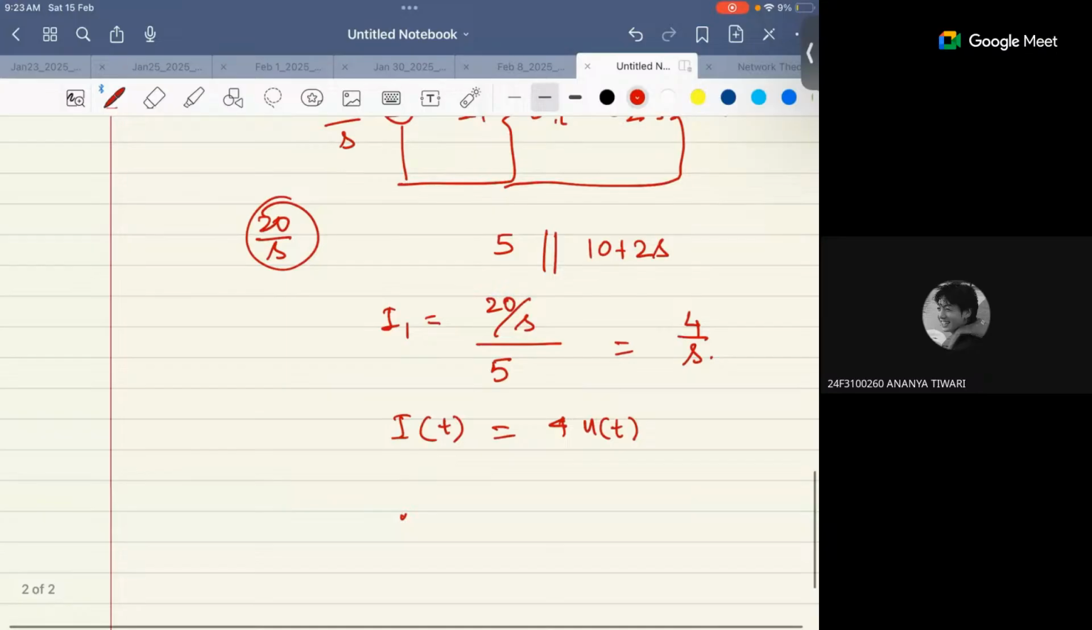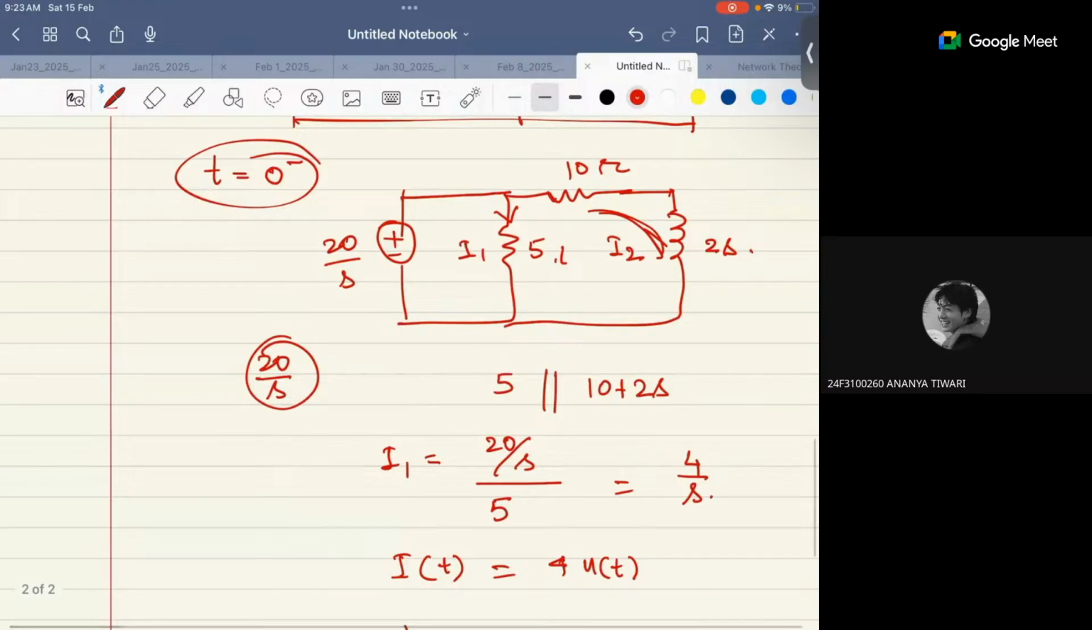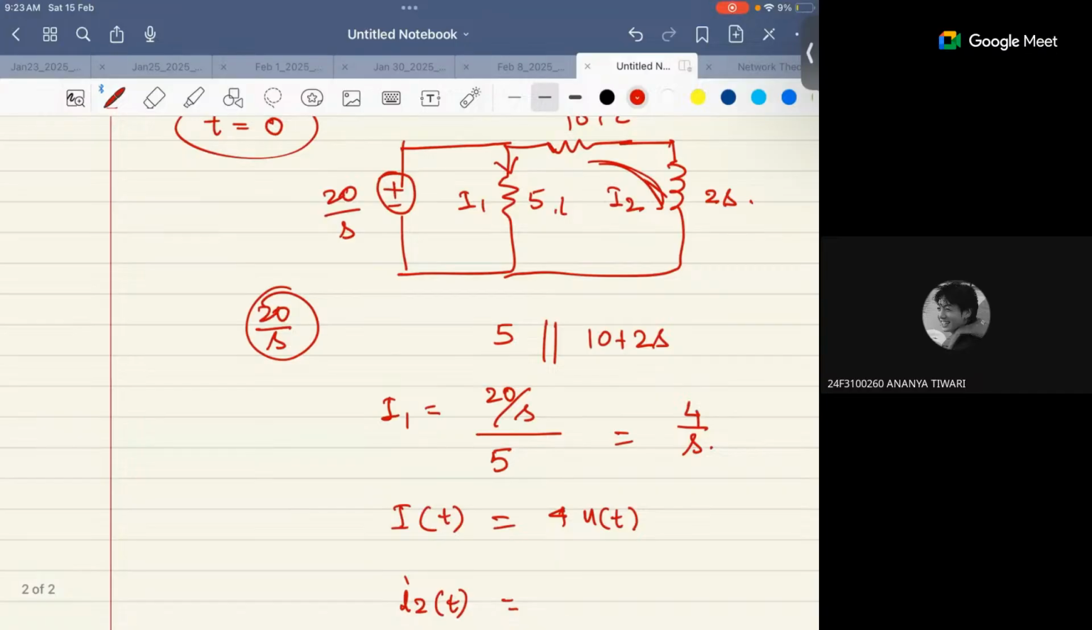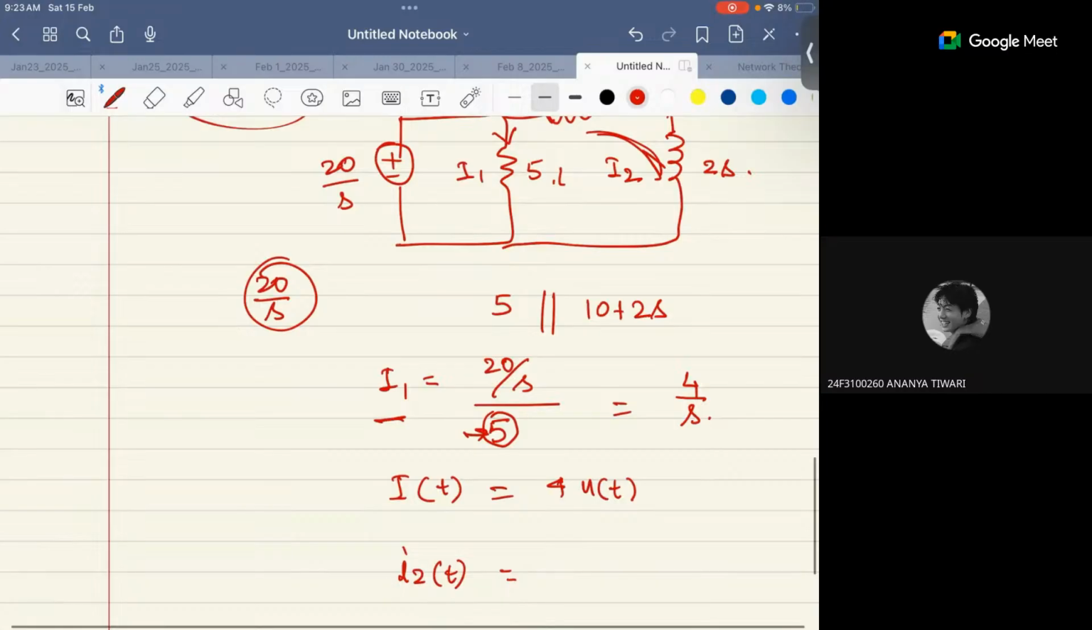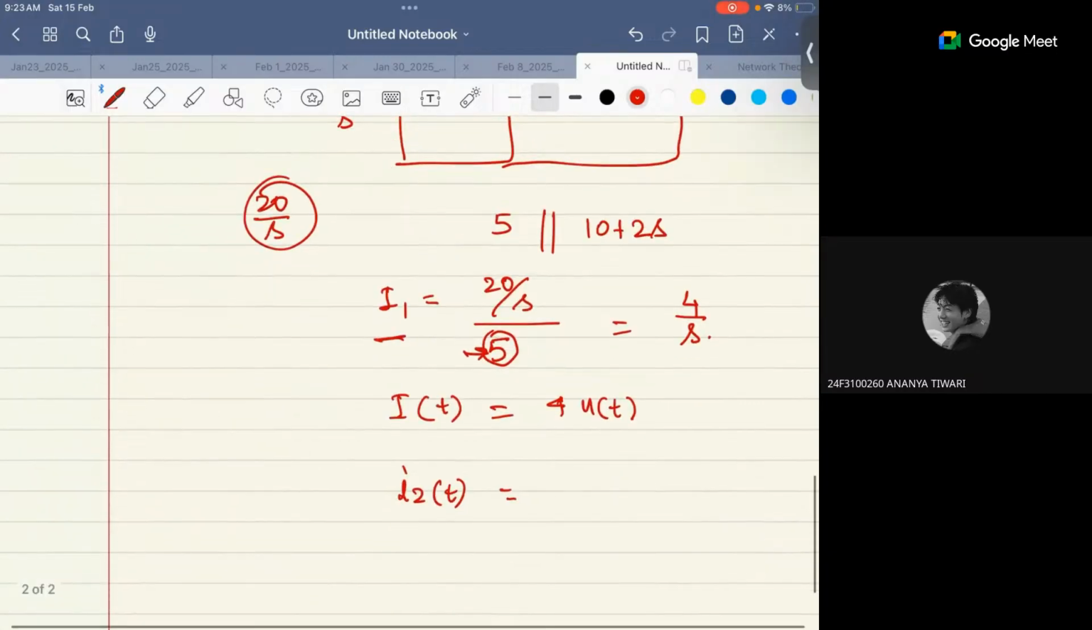Similarly, if you have to calculate I2, you can calculate it in a similar way. 20 by S upon 2S plus 10. How did you write 20 upon S by 5? What is this 5? It is 5 ohm. You are calculating current, so we can do it by KCL. If we take 0 at ground and then 20 goes to the upside. You are talking about I1. Correct. Similarly, you can calculate I2, right?